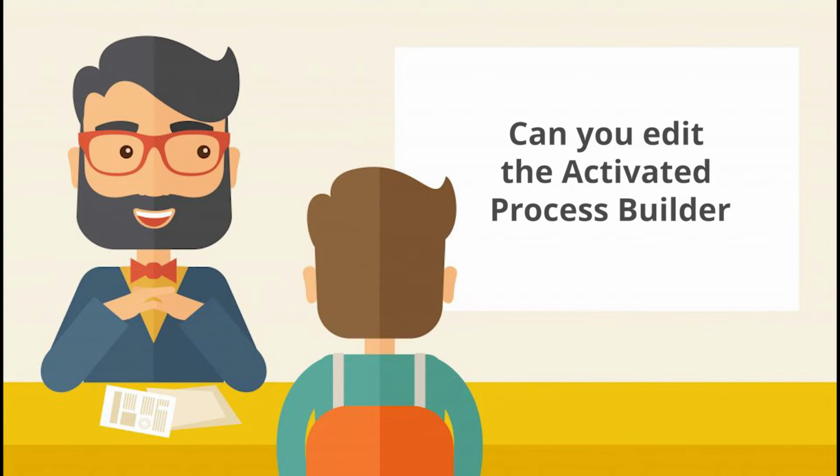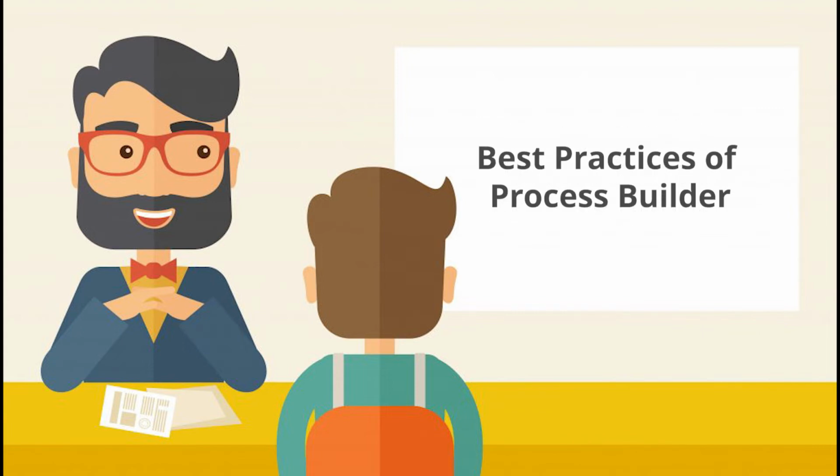Yeah. Correct. Can you give me one best practice of process builder that we all should follow? Yes, so basically, on top of any object, we need to have only one process builder. Although we can have multiple process builders on one single object, the recommended way is to have one process builder on one object.